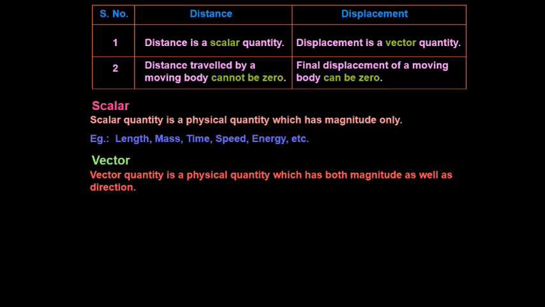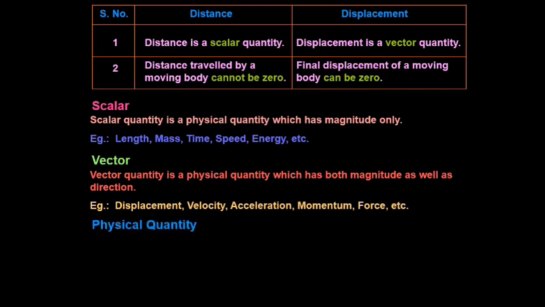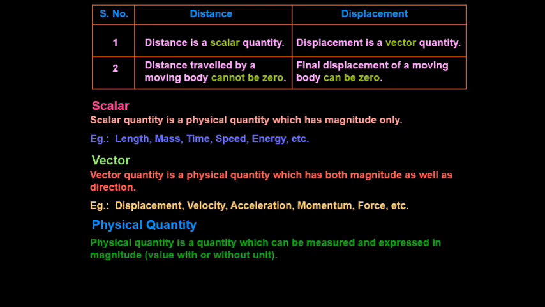And a vector quantity is a physical quantity which has both magnitude as well as direction. So its direction is important. So displacement, velocity, acceleration, momentum, force, these are vector quantities. Now actually, a physical quantity is one which we can measure.